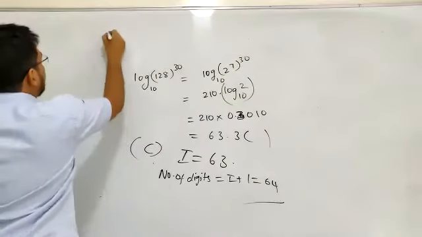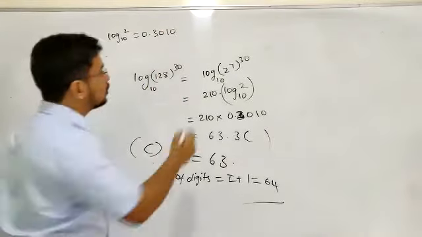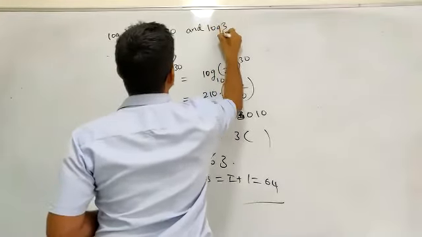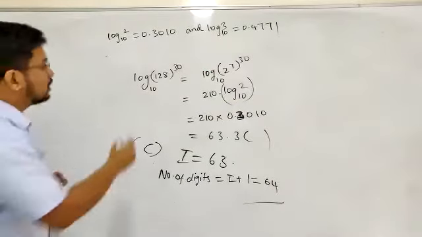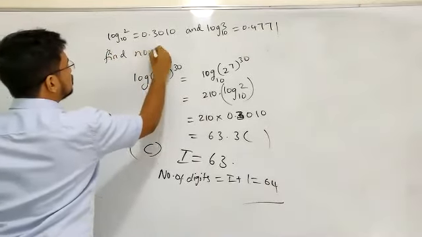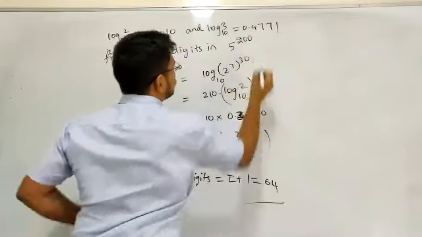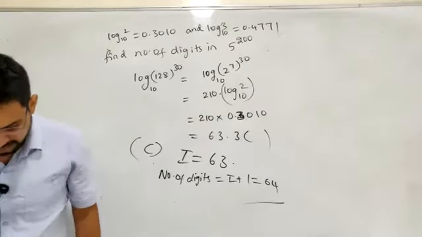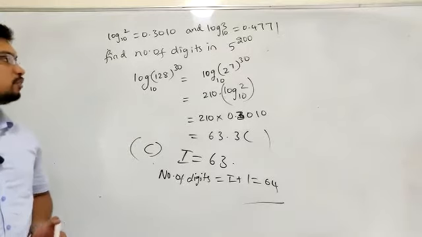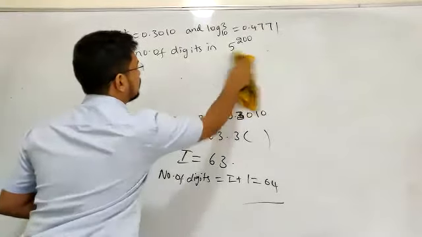Similarly, if log 2 to the base 10 is 0.3010, and log 3 to the base 10 is 0.4771, then find the number of digits in 5 power 200.